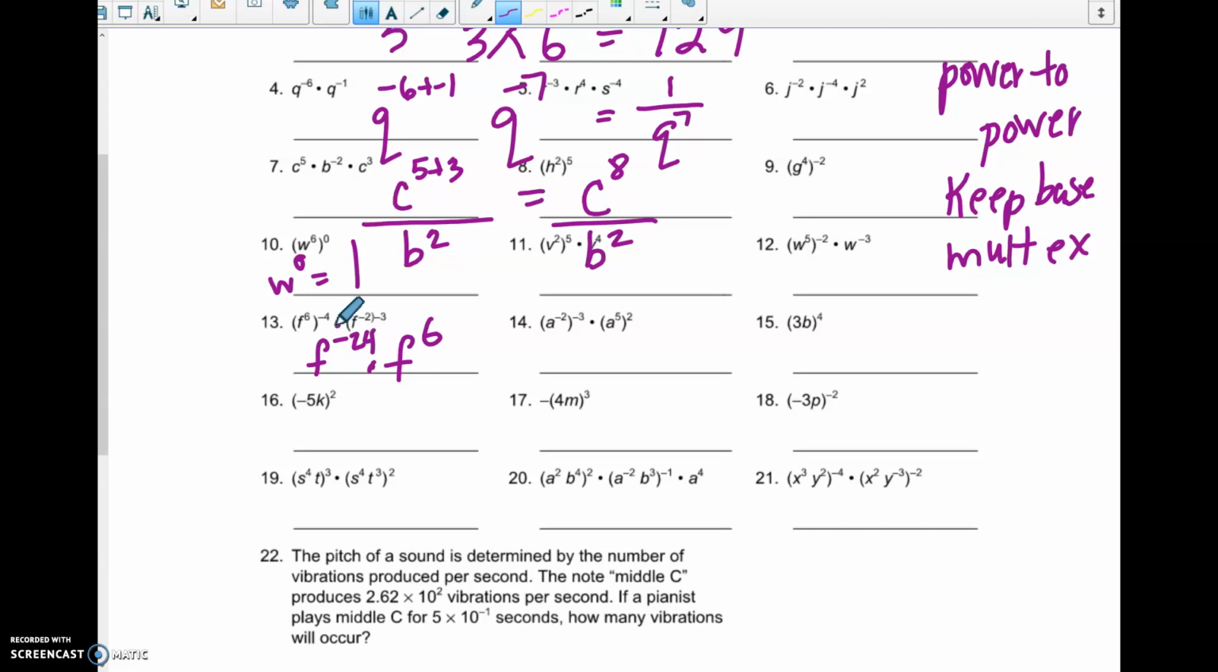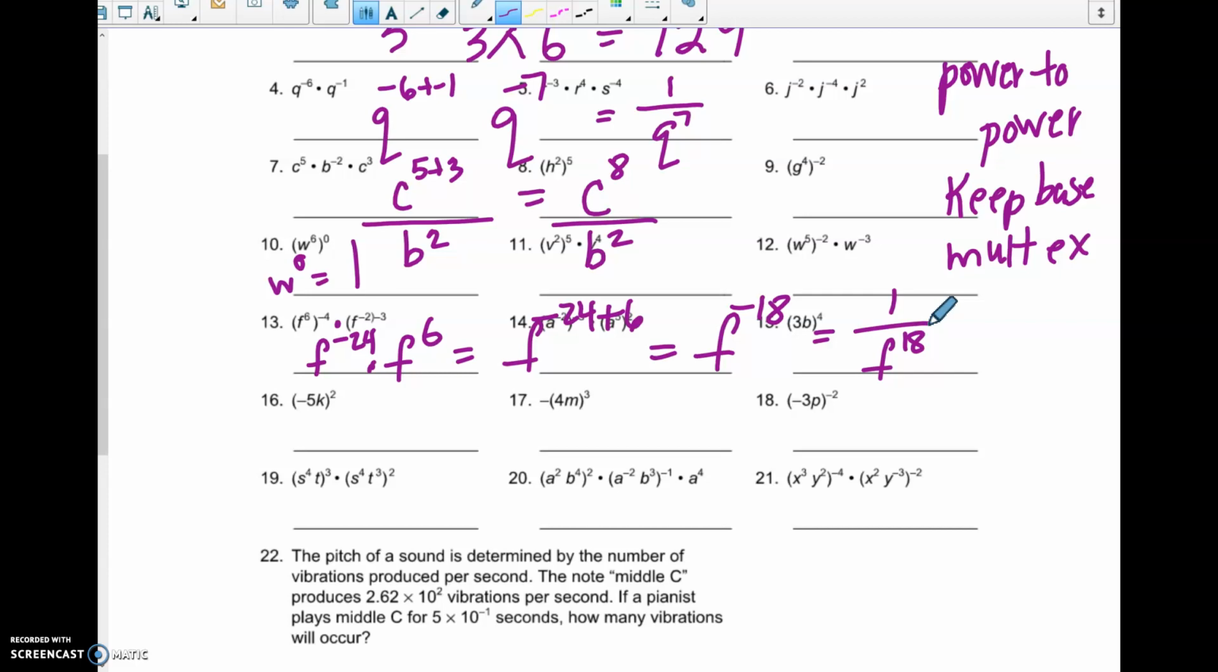Now we have multiplication. So now we have to take -24, and we are going to add 6 to that. So keep your base of F, and you're going to do -24 plus 6. Keep your base of an F, and we have a -18. And right now you should be saying, oh, negative exponent. Mathematicians say we can't have that. So we're going to write this as 1 over F to the 18th.